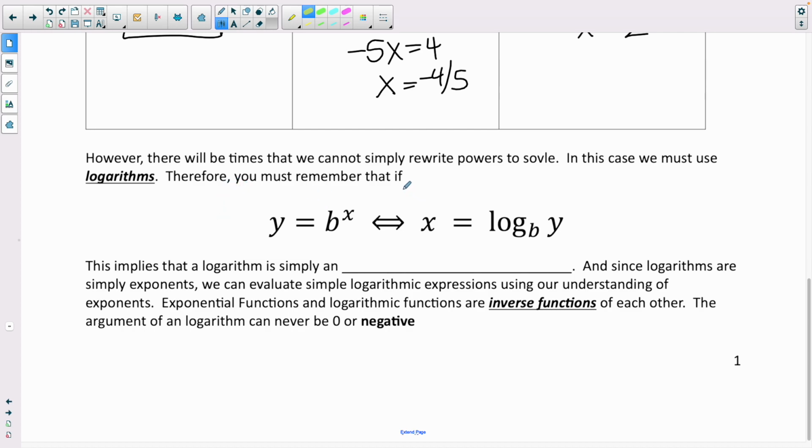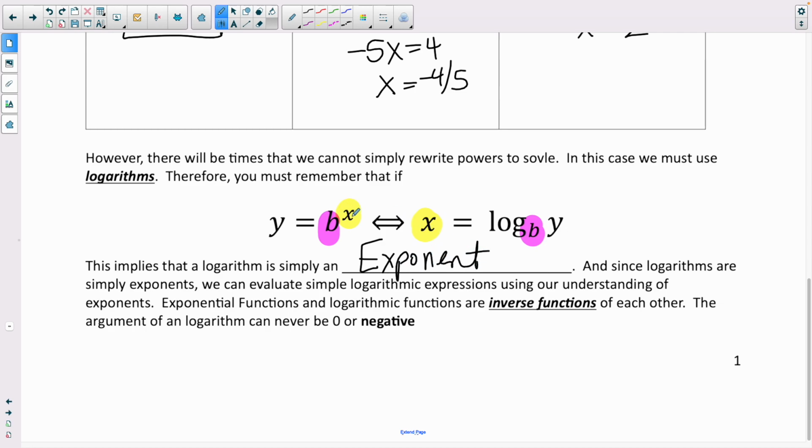Therefore, you must remember that if we have our exponential y equals b to the x, it has the same equivalency as saying x is equal to log base b of y. And so notice a few things here. Here's my x and here's my x. Here's b and here's b here. And so basically what we're saying is b to the x equals y is the same statement as x equals log base b of y. So this implies that a logarithm is simply an exponent.